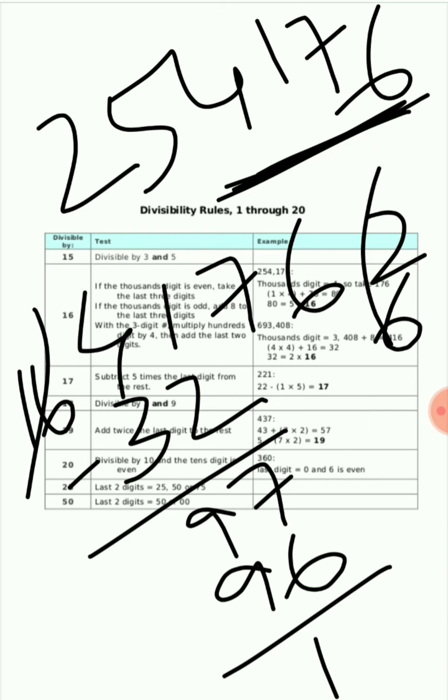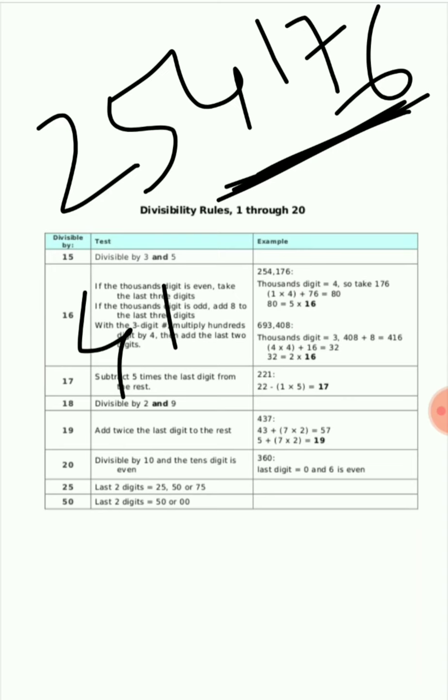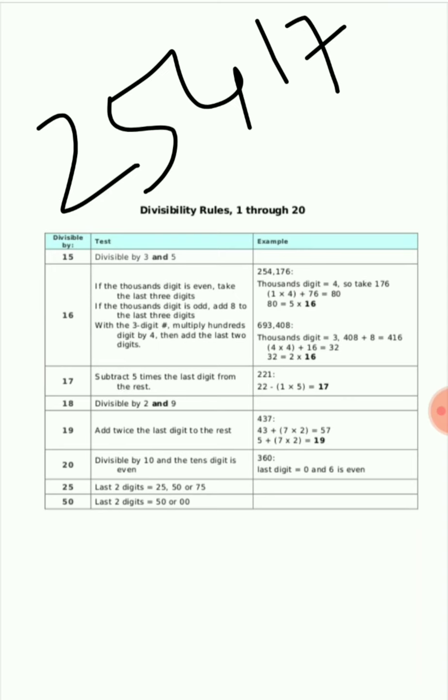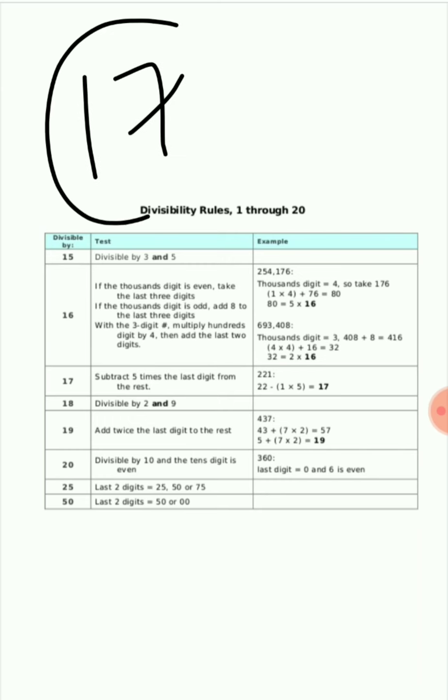To check the divisibility rule by 17, this is a prime number and we need to do a separate operation. How can we check it? We subtract 5 times the last digit from the remaining number.